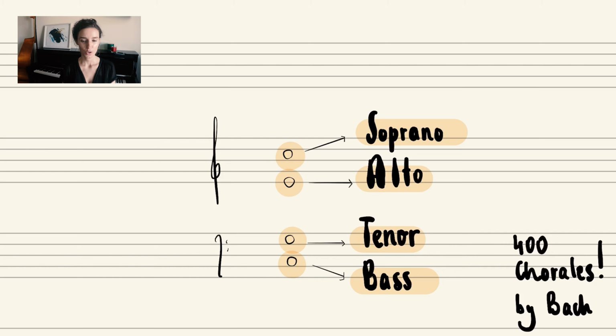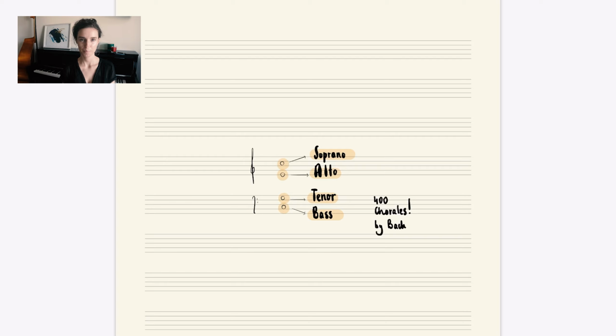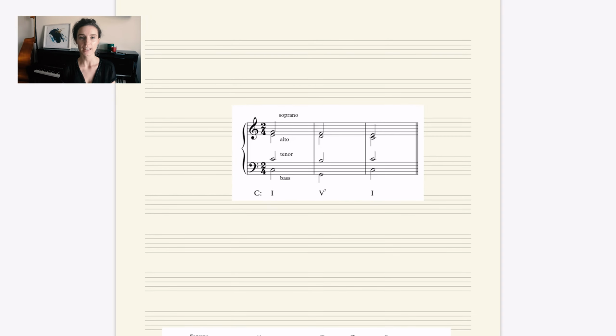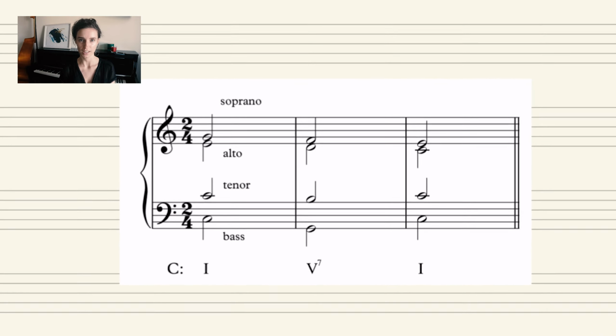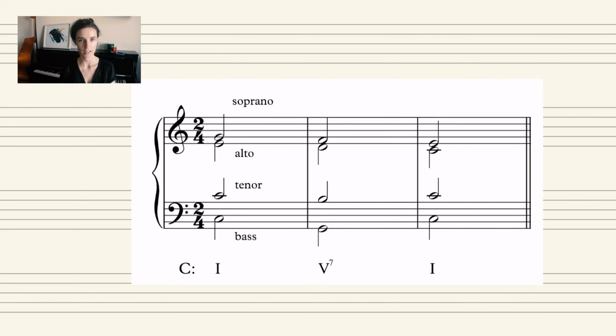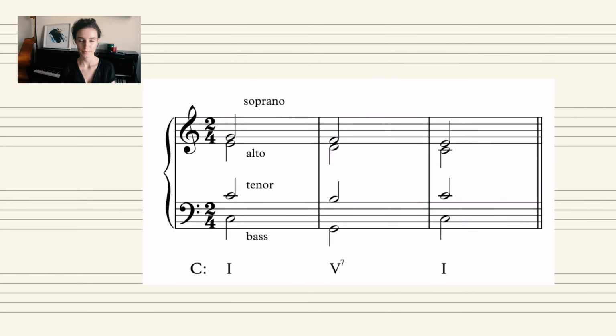So once you know what 4-part chorale style writing is, it is the time to jump into part 1 of this lesson, which is setting up your choir. Take a look at this chord progression. It is made of 3 chords, and this chord progression is an example of 4-part writing in chorale style.